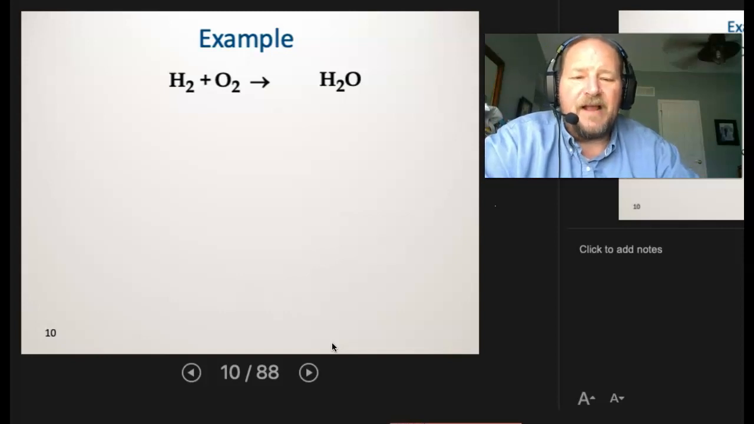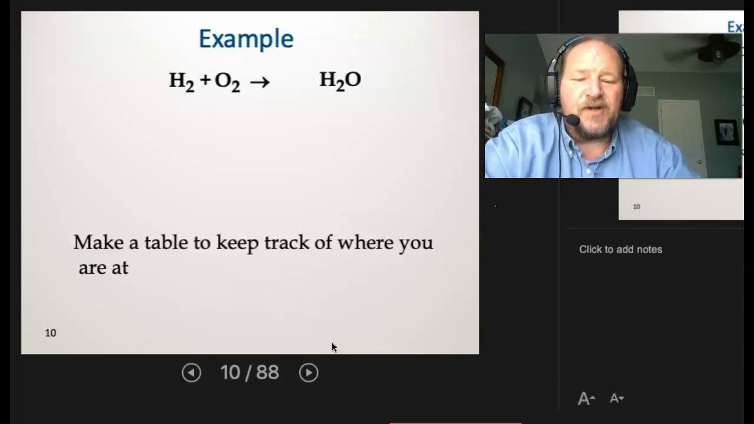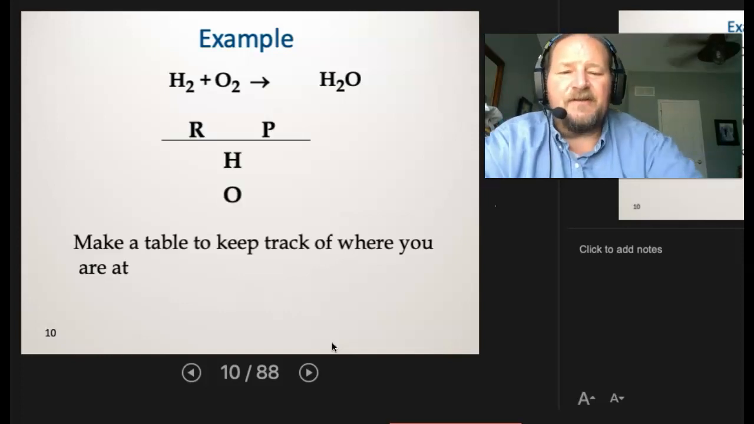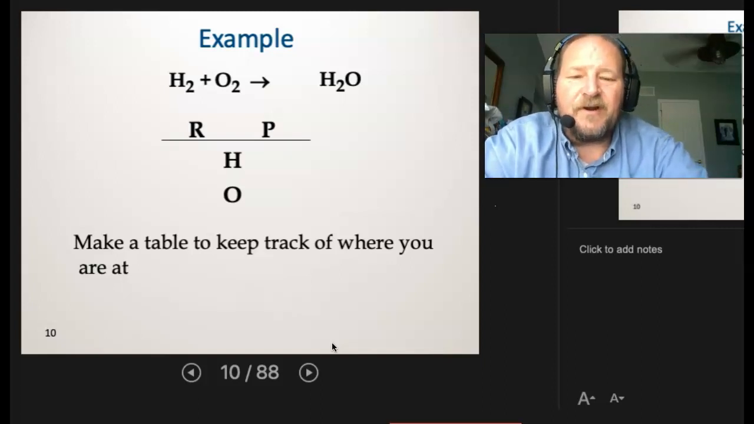Now, if you've never balanced before and you have no tools whatsoever on doing this, then I'm going to suggest that you make a table to keep track of everything. And so your table is going to look something like this. We have reactants, R, on one side. Then we're going to list off all the elements that are in the reaction, in this case, hydrogen and oxygen. And then we're going to have a P for products.